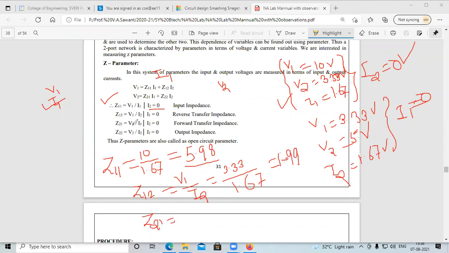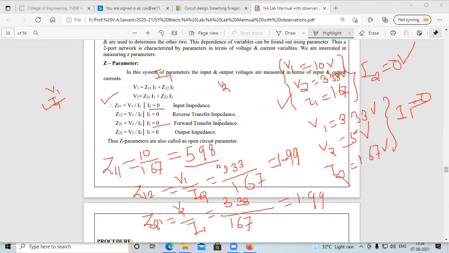V2 divided by I1 when I2 is equal to 0. When I2 is equal to 0, what is the value of V2? So V2 is equal to 3.33 divided by I1 is equal to 1.67. Again this value remains the same, that is 1.99.